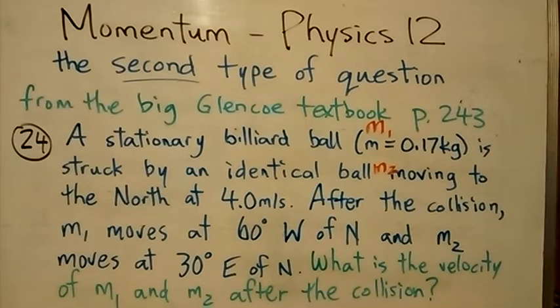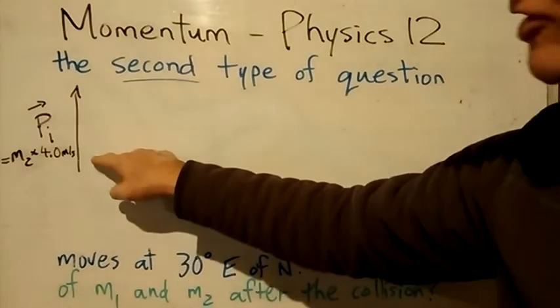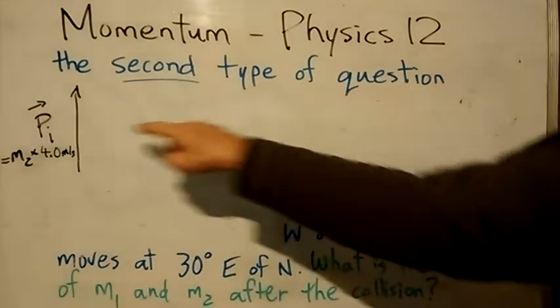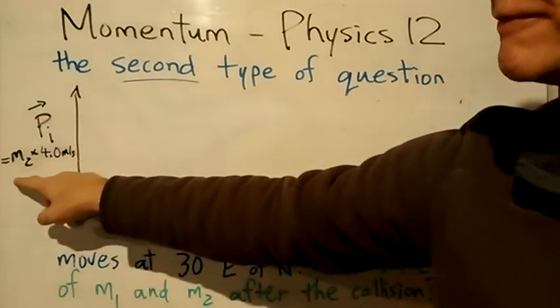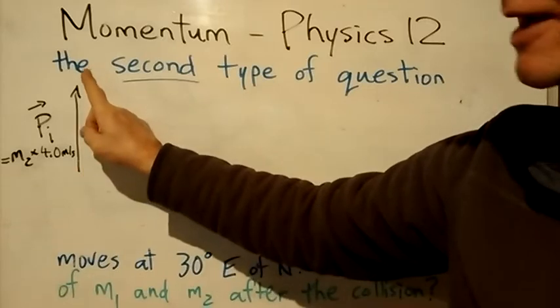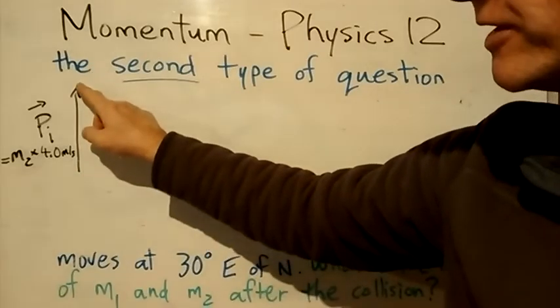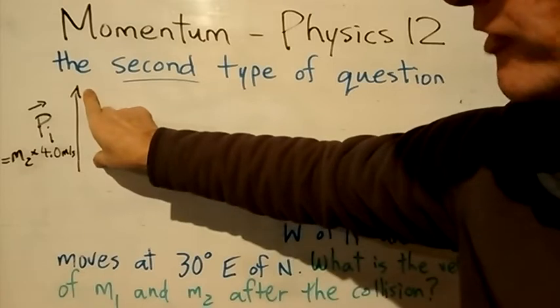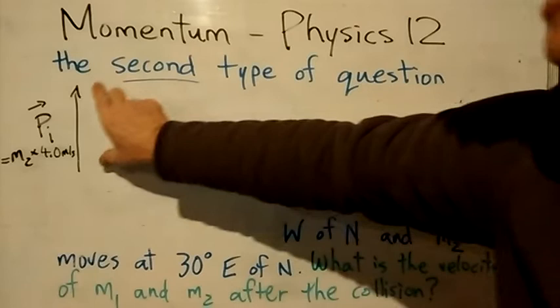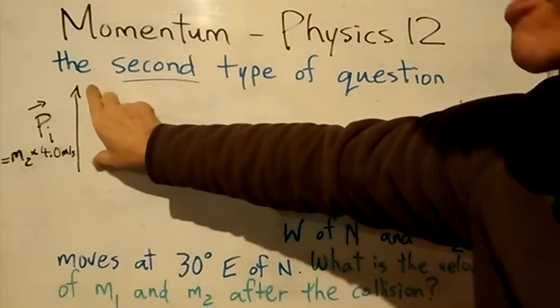Because it's a collision, you'll have to use the law of conservation of momentum to solve it, and we'll do that right now. Work through it. The initial momentum of both balls have to equal the final momentum of both balls. The initial momentum is just the second ball traveling to the north at 4 meters per second. And then after, whatever the final total momentum of ball 2 and ball 1 are, it has to equal whatever this initial momentum is in the first place.